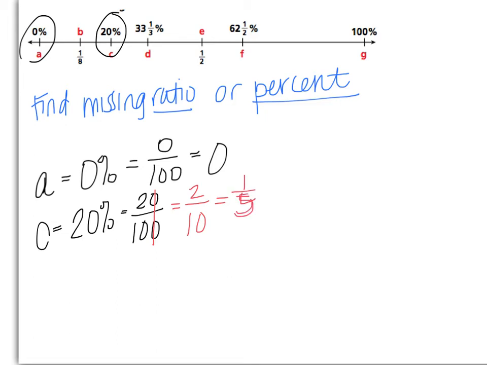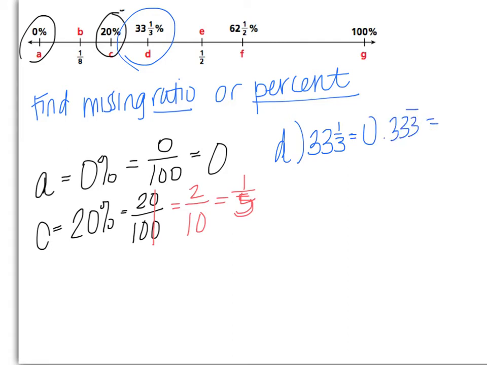Let's try another one. Let's try D. D is 33 1/3%, which just means 33 repeating. So what we can think of this as is 0.333 and so on. And you should know that fraction off the top of your head as just 1/3.